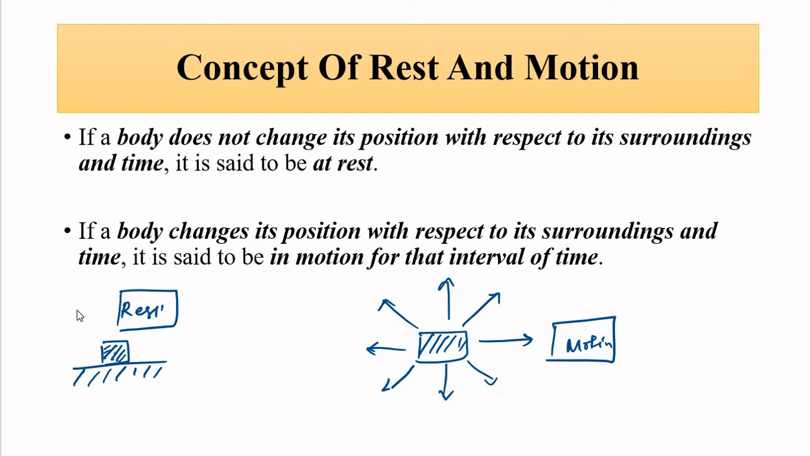And it does so for a particular interval of time. It starts at some initial time, let's say ti, and the motion stops at, let's say, some final time tf. And this time duration, tf minus ti, which is the interval of time for which it is in motion, that also is very important. So how we explain an object at rest, and how we can describe an object in motion, that we'll discuss.